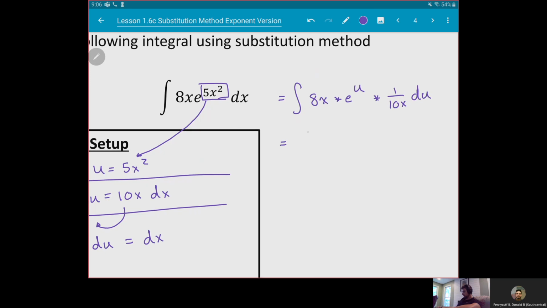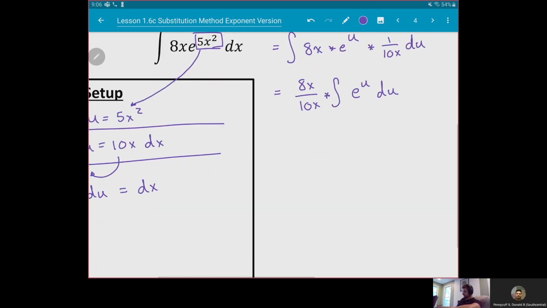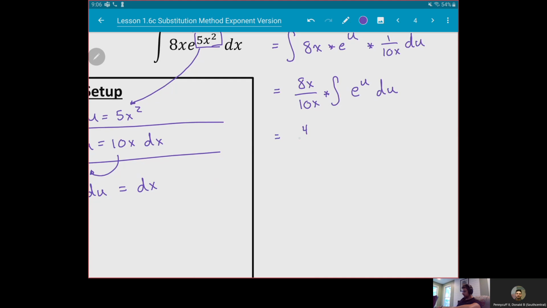Now I can move everything out front. And I'm right back to what I had on the previous problem. The stuff out front will reduce, so that's going to be 4/5 e to the u plus c. And so that is going to be 4/5 e to the 5x squared plus c.